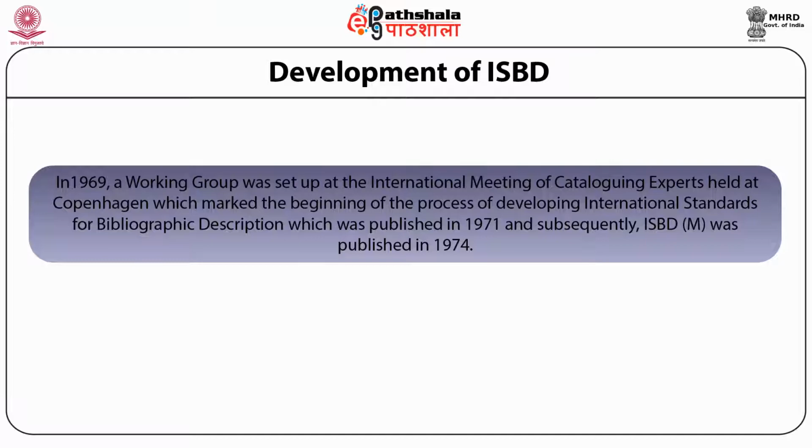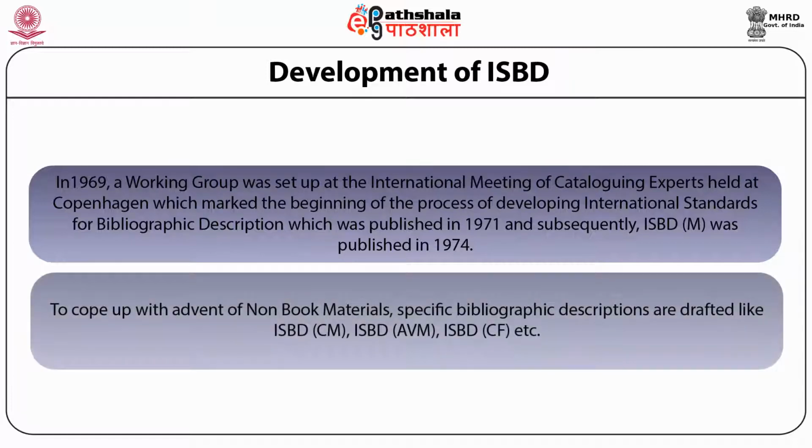So, ultimately in 1971, for the first time in the world, they devised ISBD M. M was published in 1974. But what happened after 1974? So many materials, different types of documents came into the world, because knowledge is dynamic, knowledge is not finite, it is infinite. So, to cope with this knowledge explosion, so many documents have been published. So, subsequently they devised ISBD for computer files, cartographic material, audio visual material, like that.